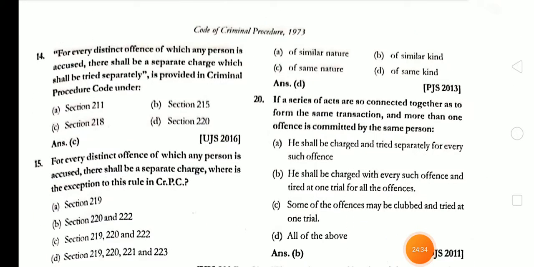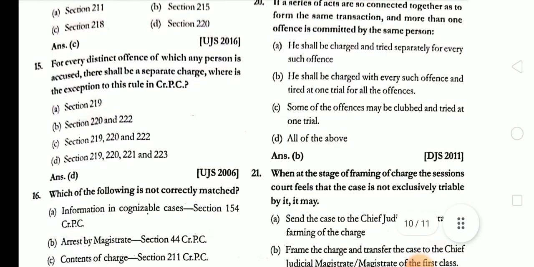Now these are some MCQs relating to charge. Question is: for every distinct offence of which the person is accused, there shall be a separate charge which shall be tried separately, and this is the general rule which is provided under section 218. And charge is defined under section 2 subclause (b) of CRPC.